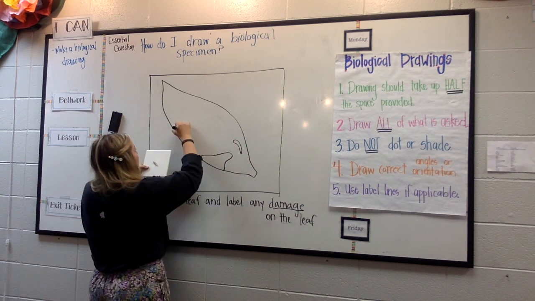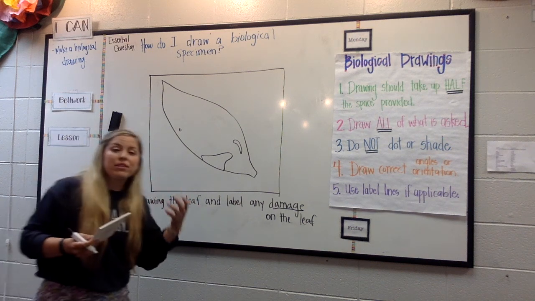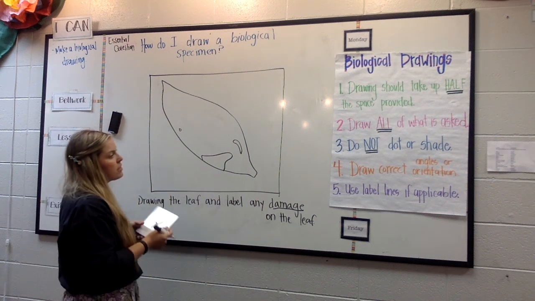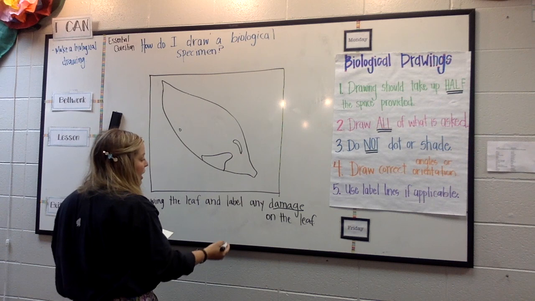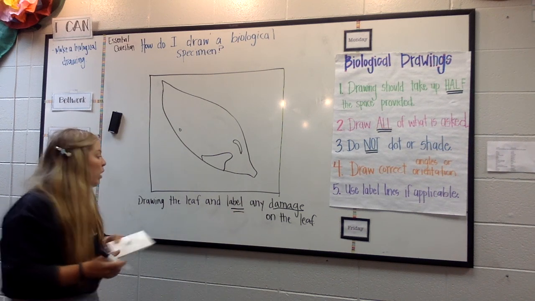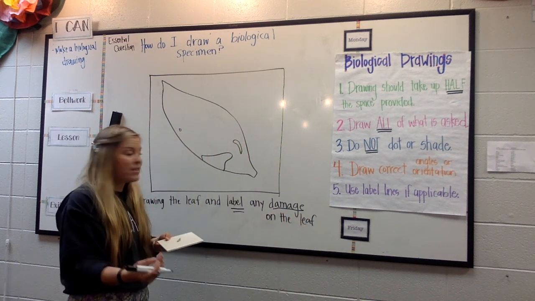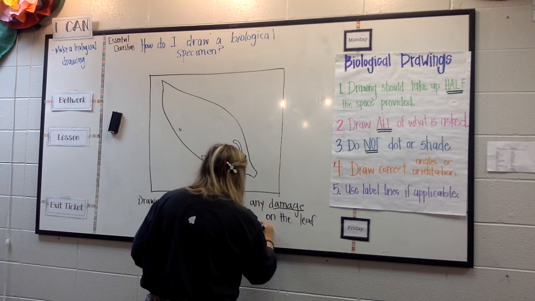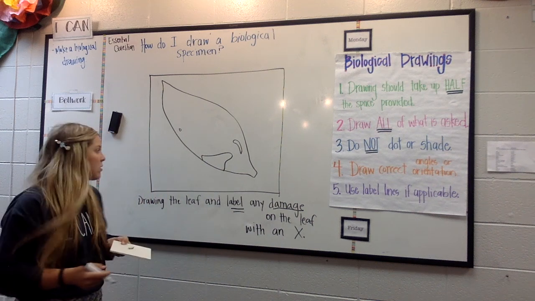And if you will see, I am not shading or dotting anything. Cambridge tests typically describe this also as hatching, so no hatch marks. And then I've got this in the correct angle, correct orientation, and I need to label damage on the leaf. And what we're going to do here, I'm going to add one thing to my instructions that you're probably going to see often. Label any damage on the leaf with an X. You will see that very often on test questions.